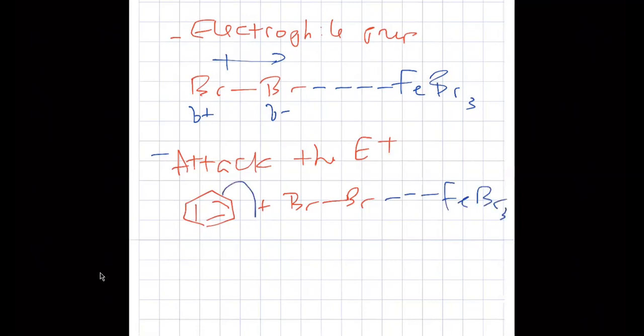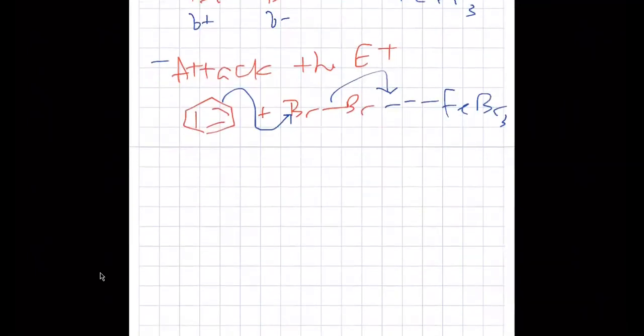All right, so now this is going to attack here, boom, like that. And then break the bromine-bromine bond. And when you do that, you're going to get a arenium ion intermediate, right, where the ring now has a positive charge on one of the carbons. Let's see, put it here.